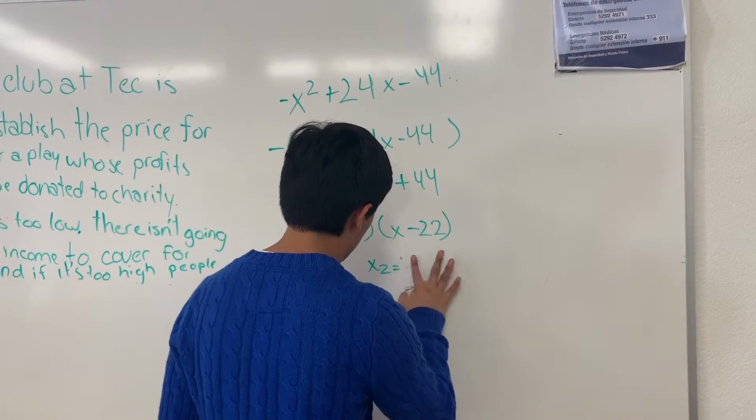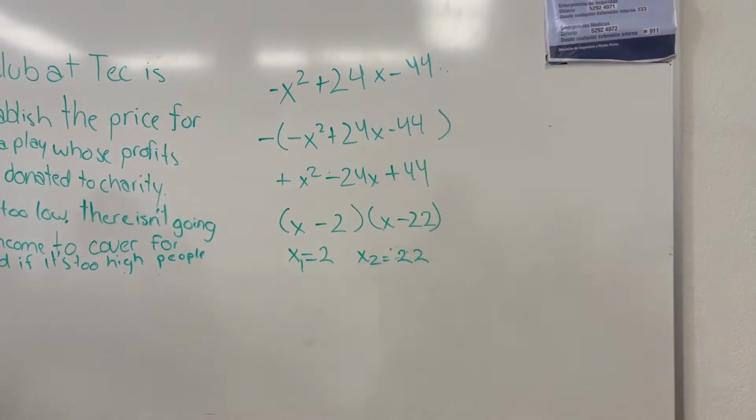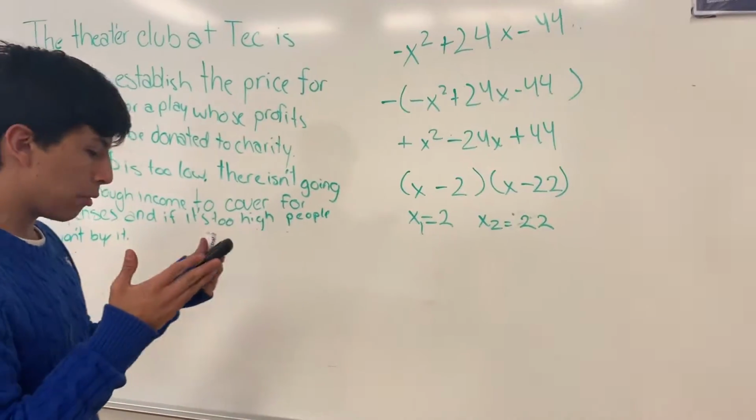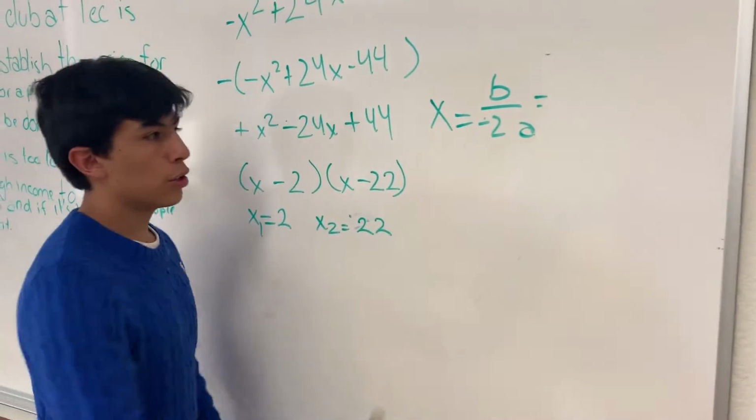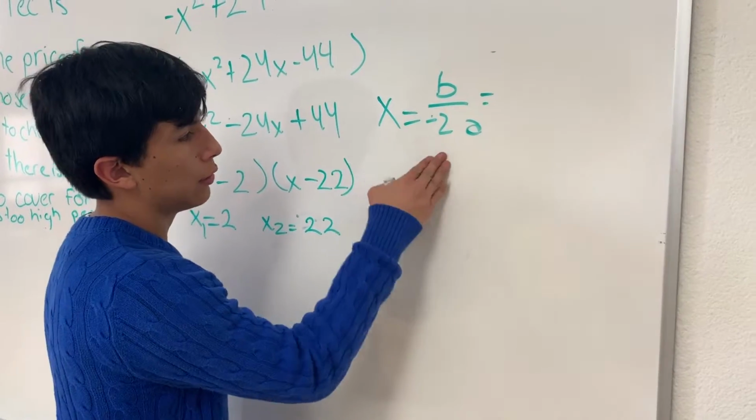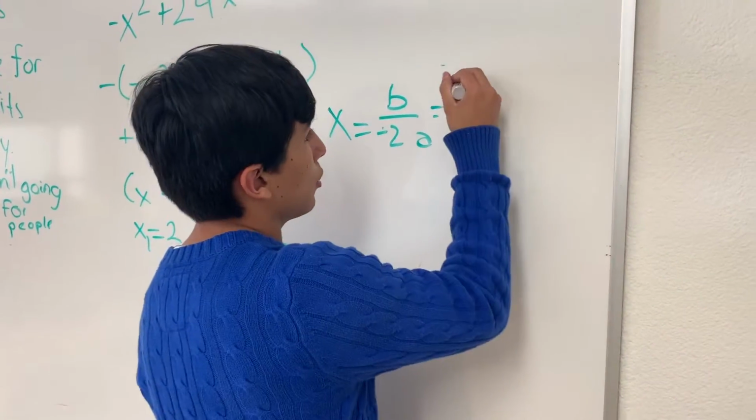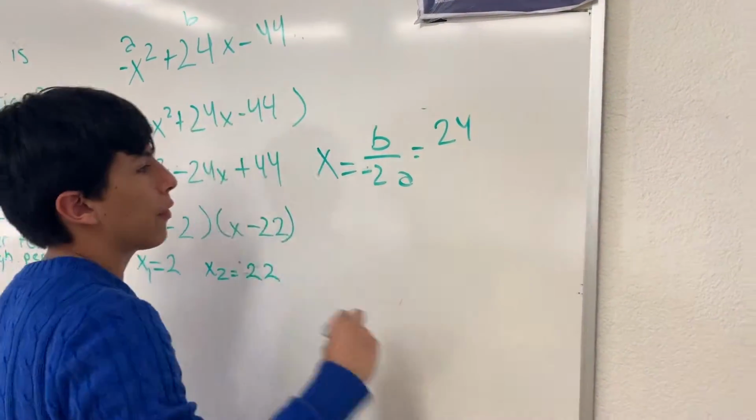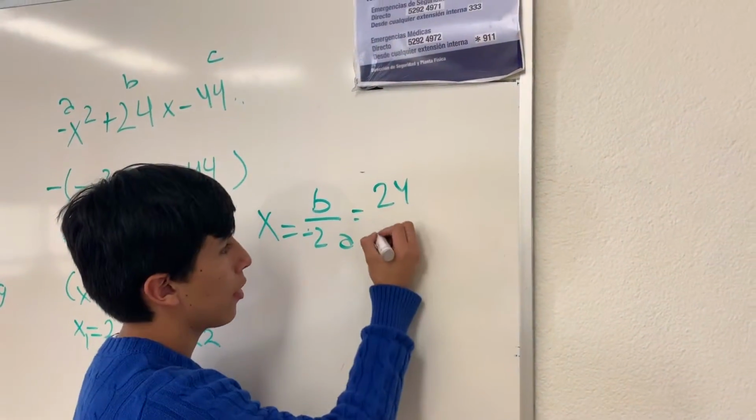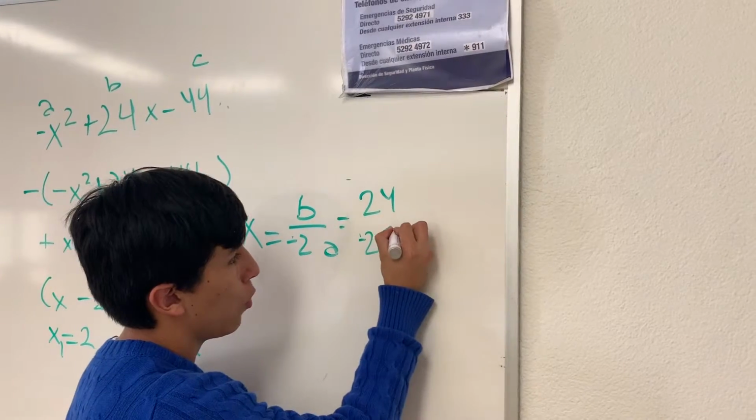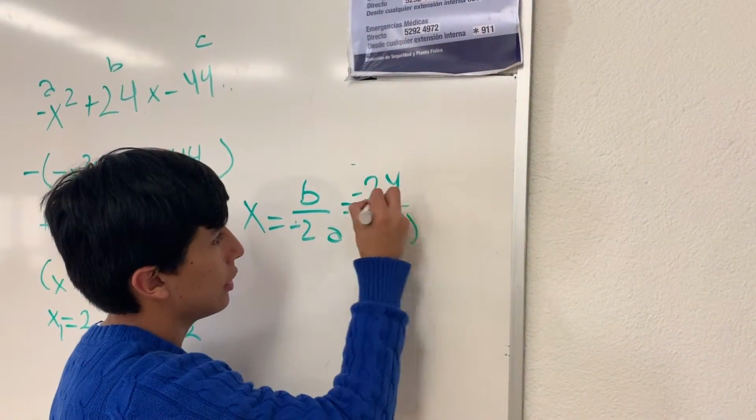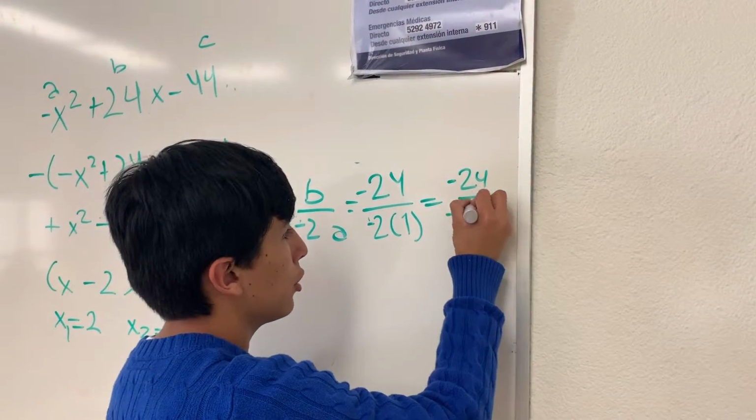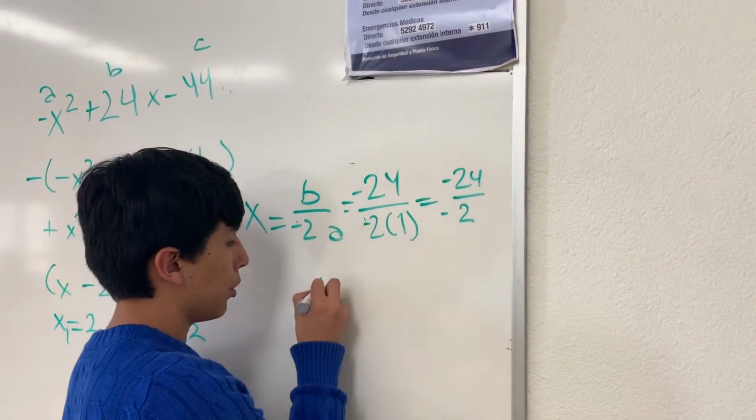Now we're going to find the price needed to get the maximum profit, which is x, and we're going to find it given this formula: x equals negative b over 2a. Given the expression, b equals 24 and a equals -1. So it's minus 24 over minus 2 times 1, which translated is minus 24 over minus 2, that gives us 12.